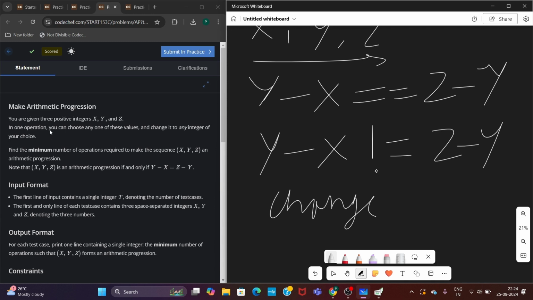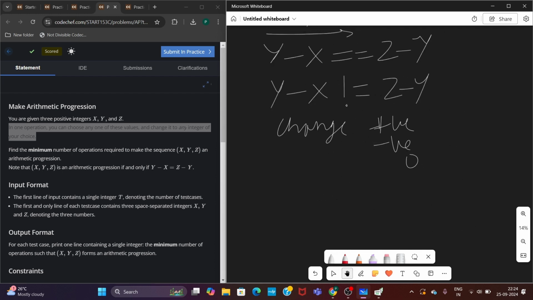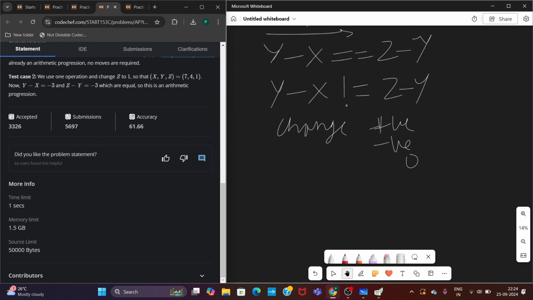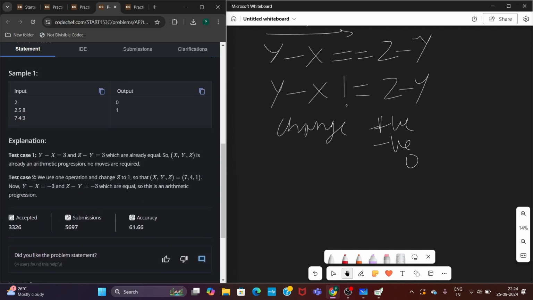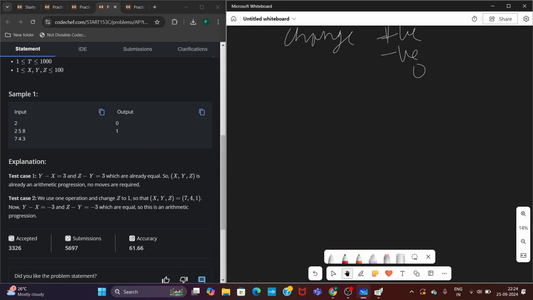In one operation, you can choose any of these values and change it to any integer of your choice. You can choose a positive integer, a negative integer, or zero over here. You can choose any integer of your choice. Let's understand it with the help of some examples. Our first example is 2, 5, 8.